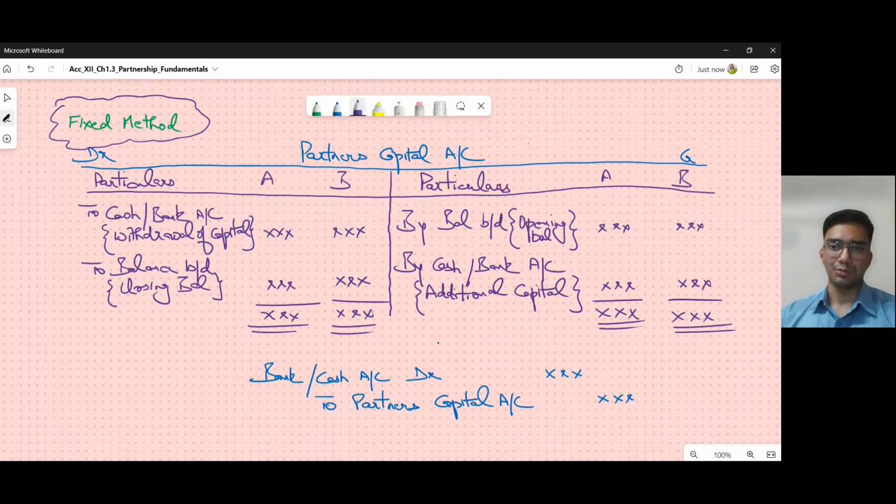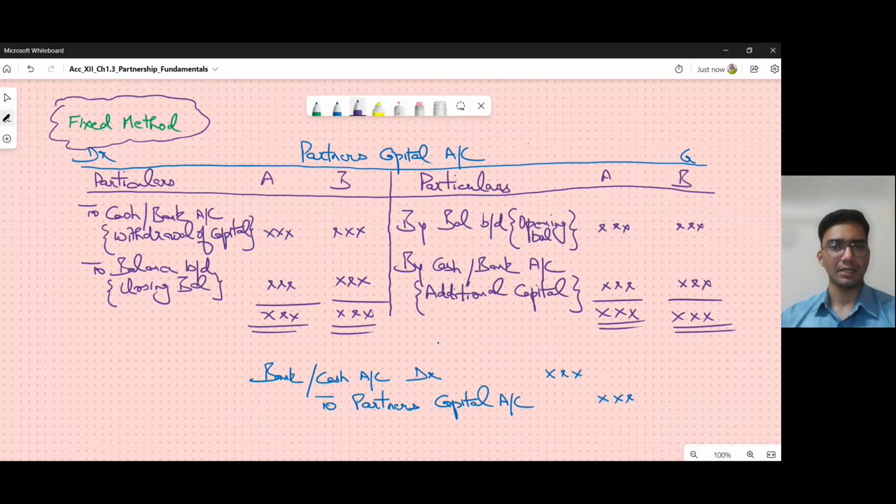The entries that show the opening balance, the entries that show the additional capital introduced by the partners, the entry that shows the removal of capital from the partners, and the entry that shows the closing balance of the partners. These are the only 4 items which we have to remember come in this account. Okay. Now the question is, why do we maintain this?